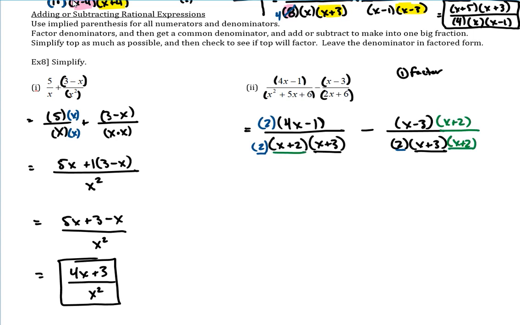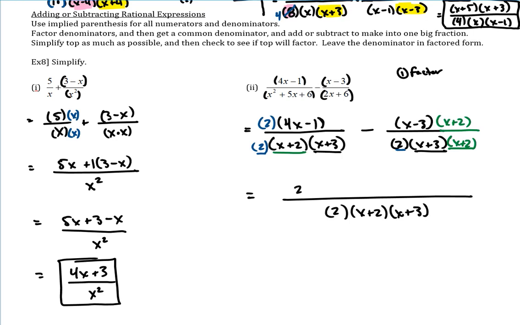So I'm just underlining to show all of my factors in the denominator are there in each fraction. Which means now I can rewrite this as a single fraction. So let's go ahead and just write it as 2, x plus 2, x plus 3. So there are all 3 factors put into a single denominator like that, in a single fraction.